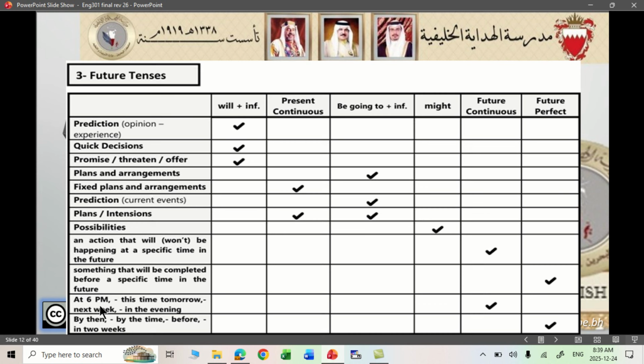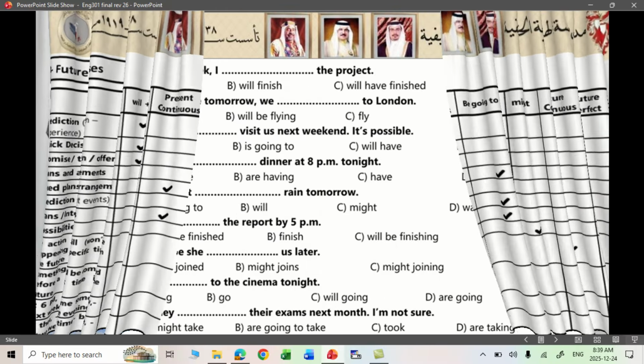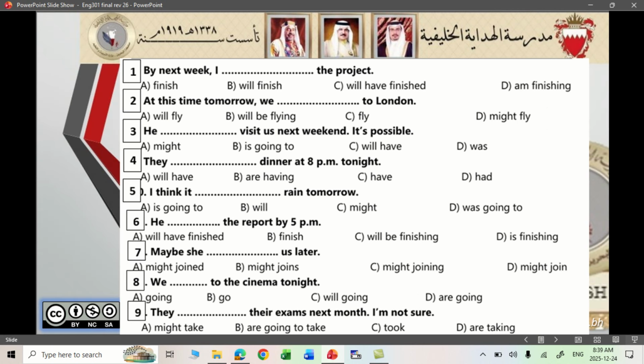When you are talking again about a specific time in the future at which you have started doing something and haven't finished it, like at 6 p.m., this time tomorrow, next week, these are keywords that will guide you to choose the future continuous. Or the words we can use with the future perfect are by then, by the time, before, or in 2 weeks, okay? So that was, in brief, the different tenses that you can use to talk about a future action.